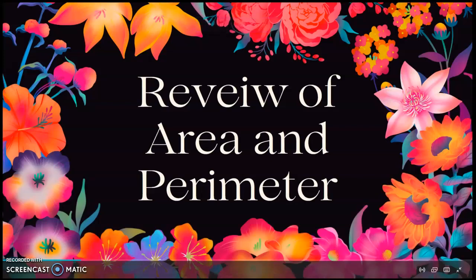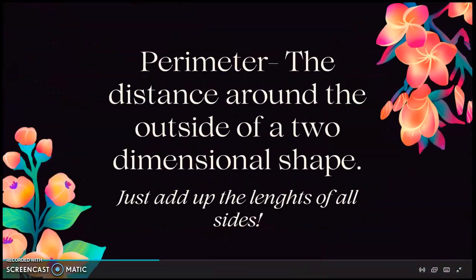Alright, so today we're going to be learning about area and perimeter. Or actually not learning, but it's just going to be a quick review over everything. Perimeter is the distance around the outside of a two-dimensional shape. Just add up all the sides. That's all you got to do.